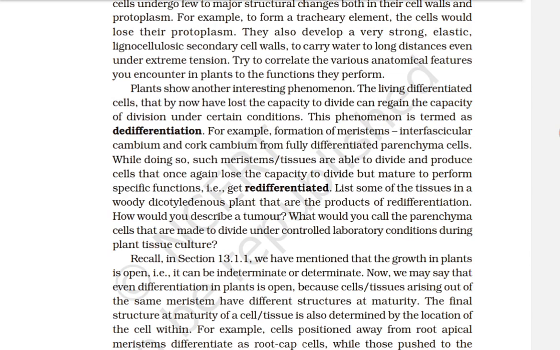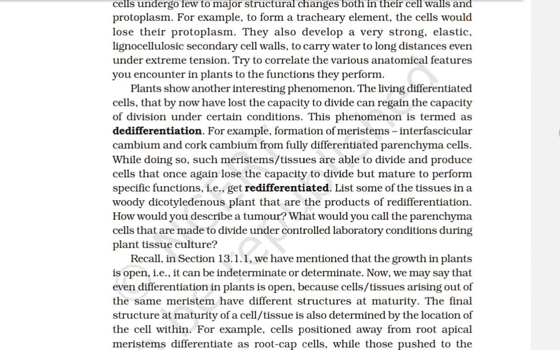So let's proceed further. The cells derived from root apical and shoot apical meristem and the cambium differentiate and mature to perform specific functions. This act leading to maturation is termed as differentiation. Clear? During differentiation, cells undergo few to major structural changes, both in their cell wall and the protoplasm.